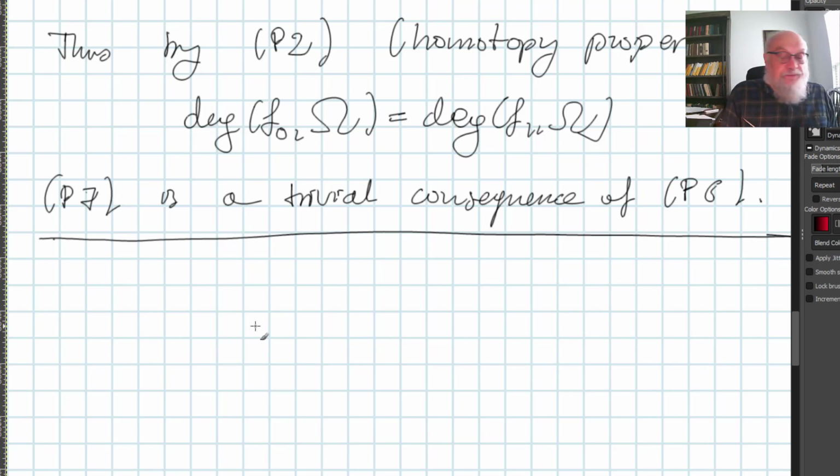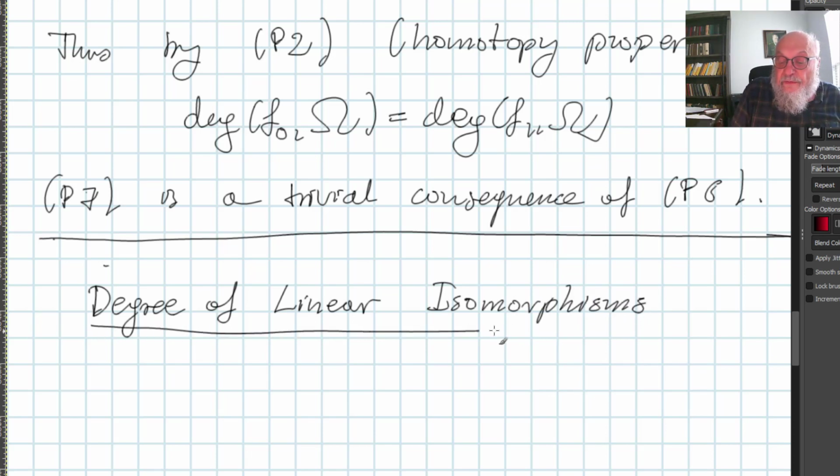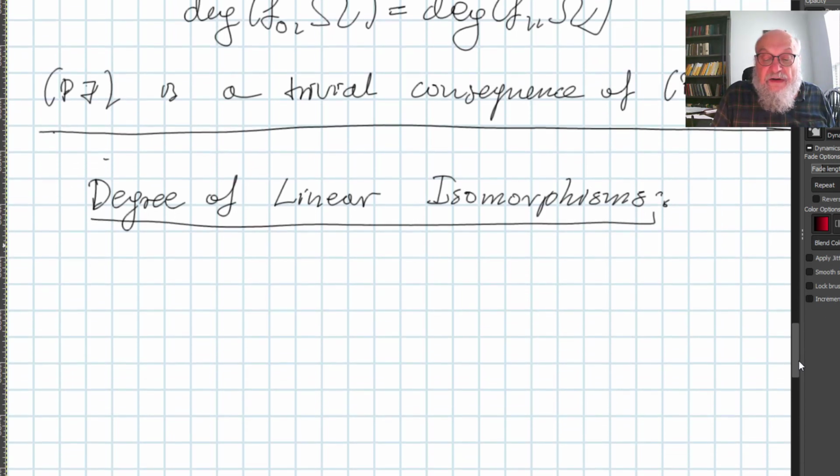You just use these axioms and derive all other properties and apply the degree effectively in an analytic way. So maybe we put a little subsection, and this will be called the degree of linear isomorphisms.